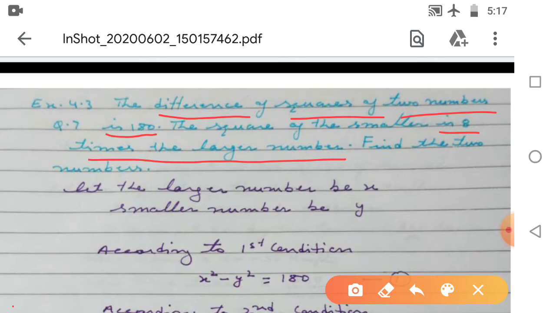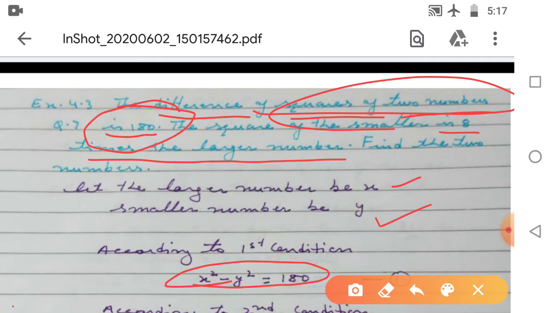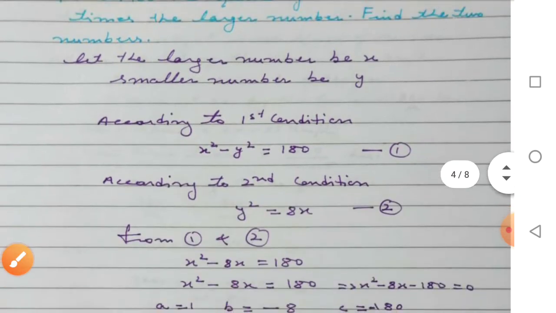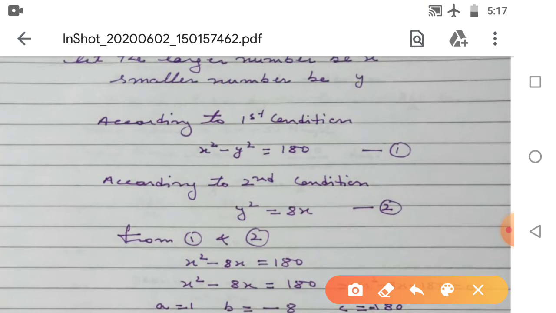Let the larger number be x and the smaller number be y, and according to the first condition, the difference of the squares, x square minus y square is equal to 180. It is given that the numbers are x and y, where x is greater than y. The second condition is the square of the smaller number is 8 times the larger number. This is the second condition, this is the first, and it is y square is equal to 8x.